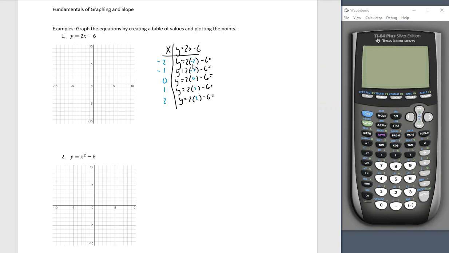So we'll have 2 times negative 2 is negative 4. Negative 4 minus 6 is negative 10. This gives us a point, negative 2, negative 10. All right. 2 times negative 1 is negative 2, minus 6 is negative 8. Negative 1, negative 8.